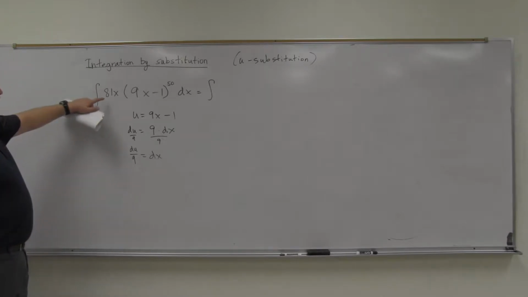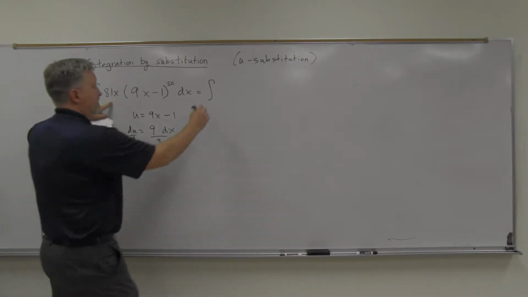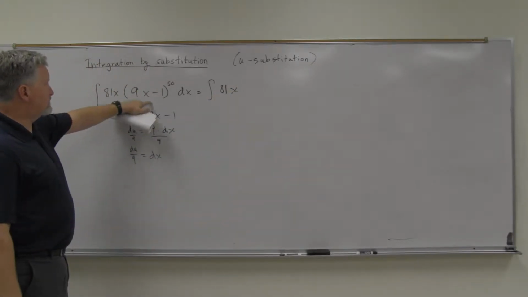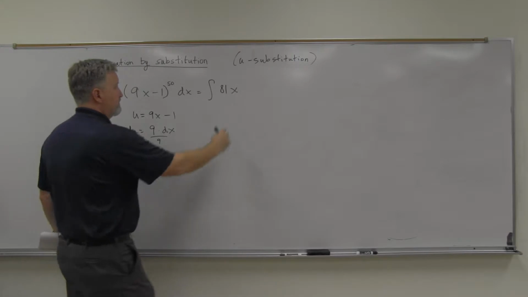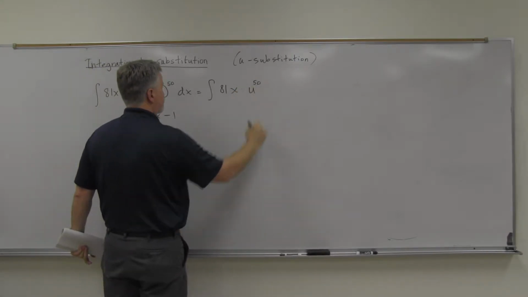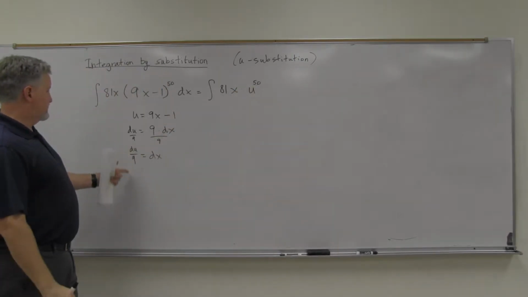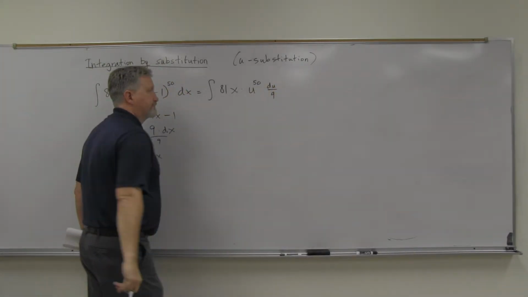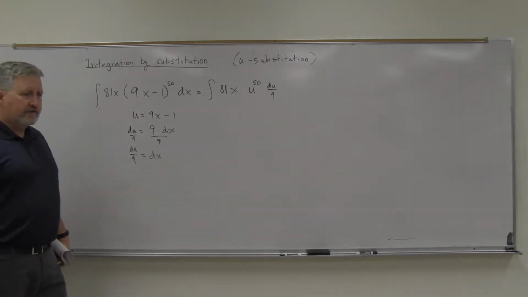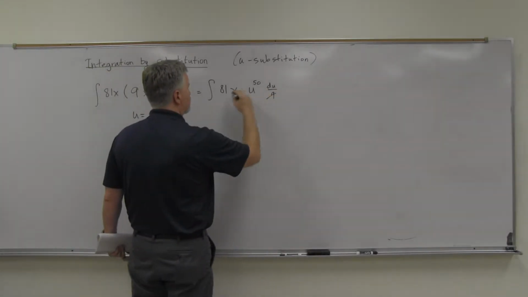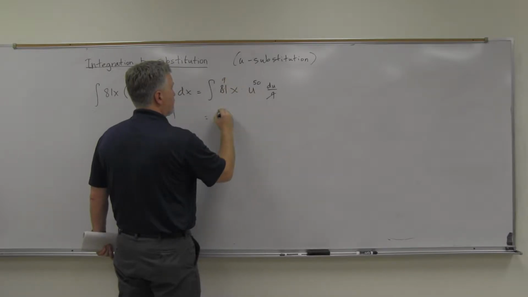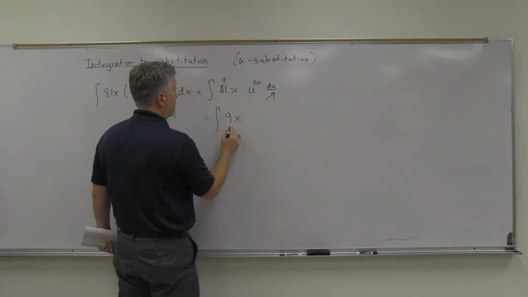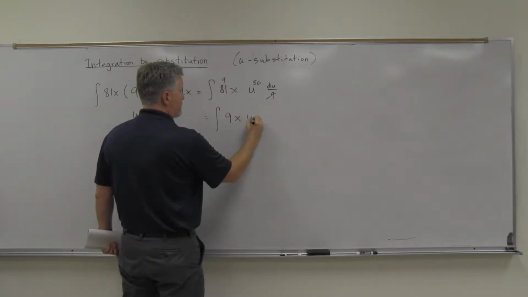Okay? All right, well, the 81x, let's leave that for the moment. The 9x minus 1 to the 50th, I'm going to call that now u to the 50th. That was my u substitution. And then dx is du over 9. Okay. Well, a little bit of cancellation happens. The 81 can cancel by 9, so I'm left with 9x u to the 50th du.